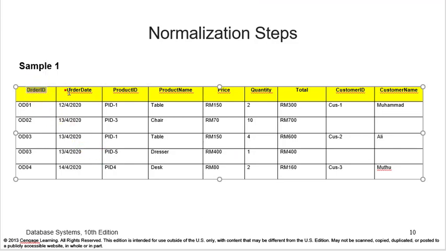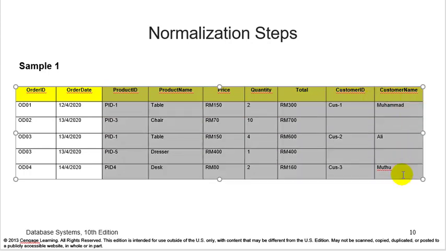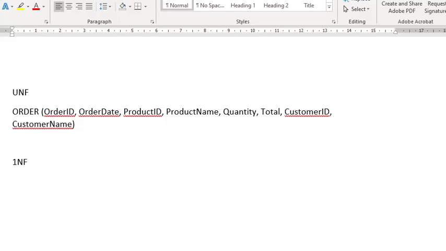Go to the next one, order date. Go to the next column, product ID. Product ID is also a primary key. So you have to separate order ID as one relation. Product ID until customer name is another relation. So order, we have only these two attributes.